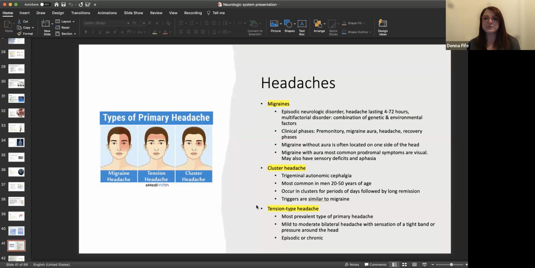Tension type headache, the most prevalent type of primary headache. We get these when we're a little stressed out and have too much tension in our lives. Mild to moderate bilateral headache with a sensation of a tight band or pressure around our head. This can be episodic or it can be a chronic issue.